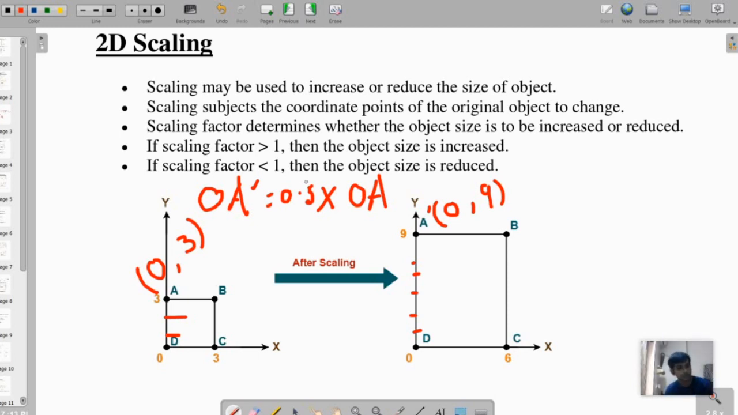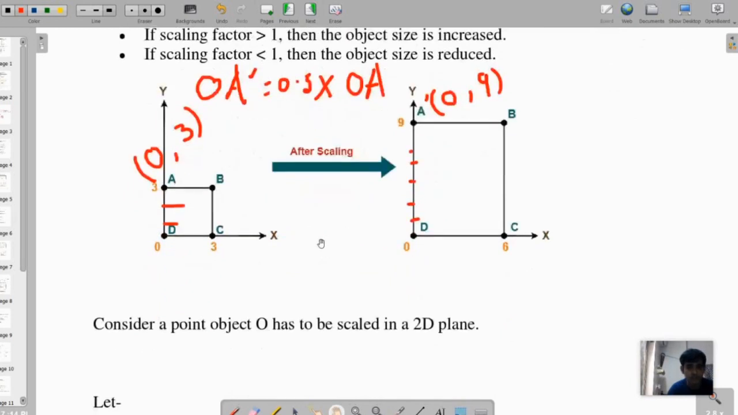I hope you have got some idea until now. From this multiplication itself, you can say that the length of the line will be reduced to half if you multiply the original length with something less than 1. So if scaling factor is less than 1, then the object size is reduced actually. So these were some of the properties of scaling in two dimensions.